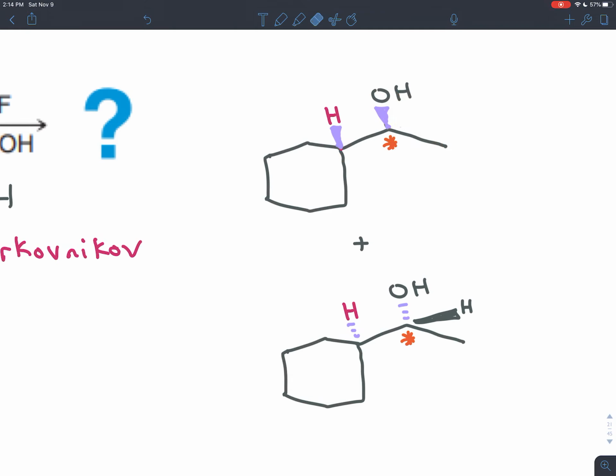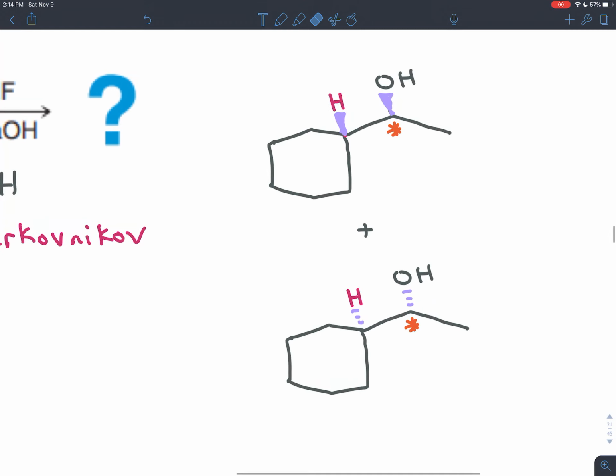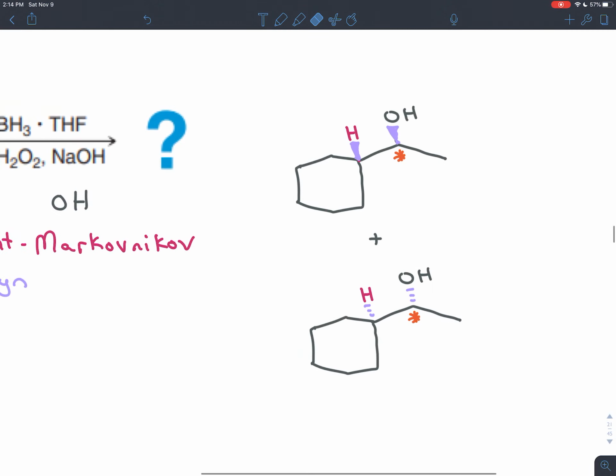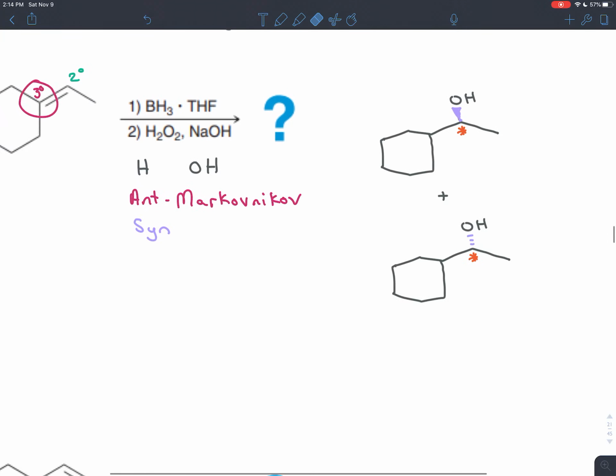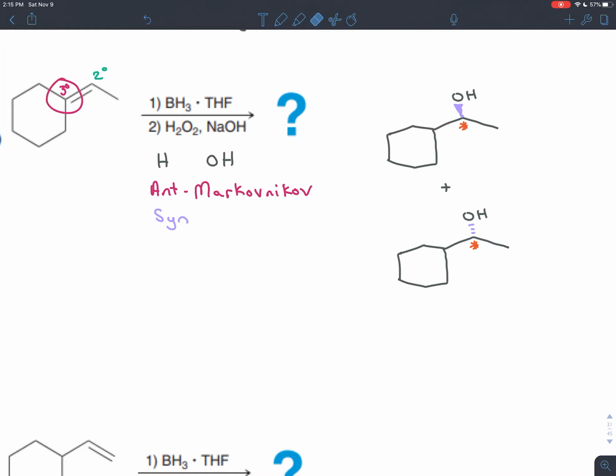Technically, though, you don't even have to include those hydrogens because this is a skeletal structure, so they're implied. That goes for the other hydrogen as well. And so these are your two possible products for this hydroboration-oxidation. If you did this reaction, you would get both of those in a 50-50 mixture.